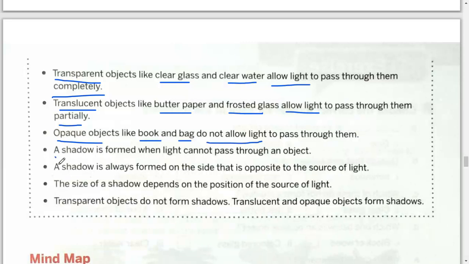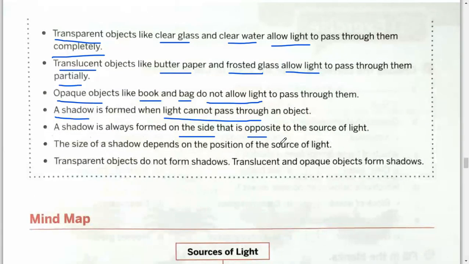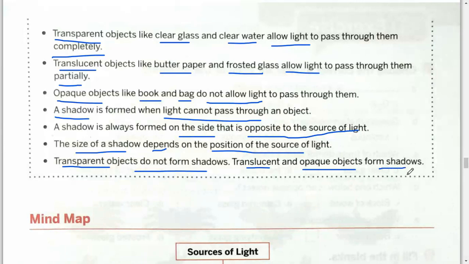A shadow is formed when light cannot pass through an object. A shadow is always formed on the side that is opposite to the source of light. The size of the shadow depends on the position of the source of light. Transparent objects do not form shadows. Translucent and opaque objects form shadows.